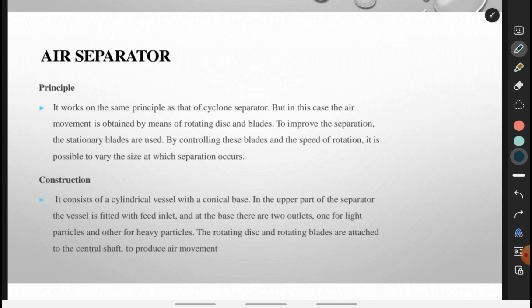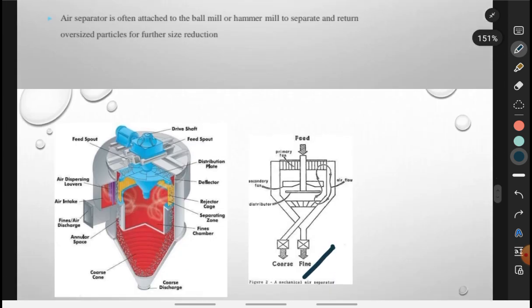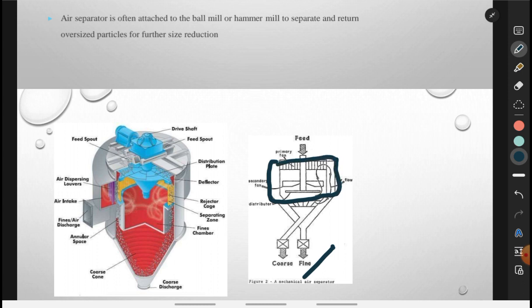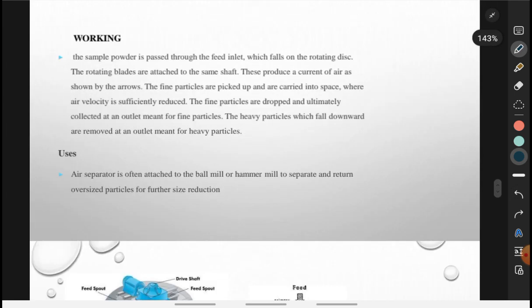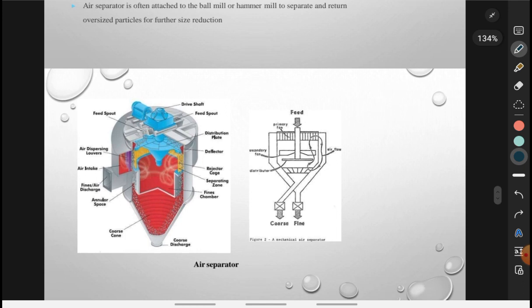Then coming to the construction, it consists of the cylindrical vessel that you can see in the diagram. This is cylindrical, and then at the base it has a conical base. Firstly here is the cylindrical part, and then at the bottom it has the conical base.